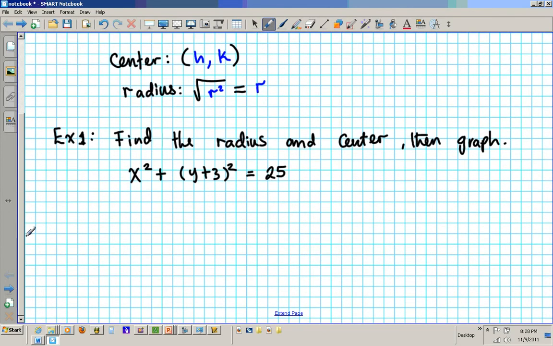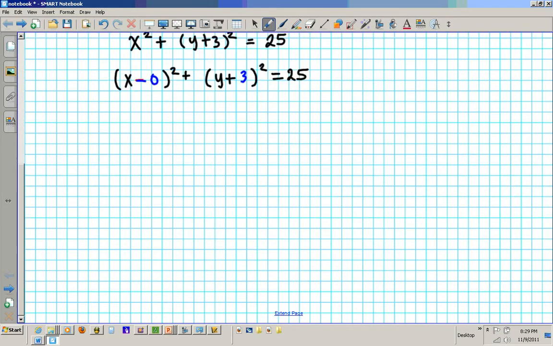So there is no number being subtracted from the x, right? So what number is no number? What number do you subtract from x that gives you x? The additive identity, 0, right? So (x - 0)^2 plus (y + 3)^2 equals 25. Alright? Now, with this in mind, we can determine what our center and radius is.